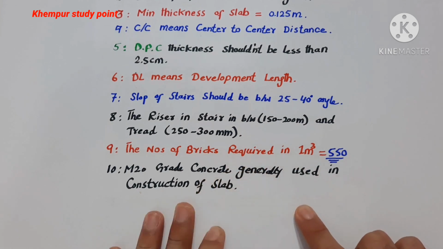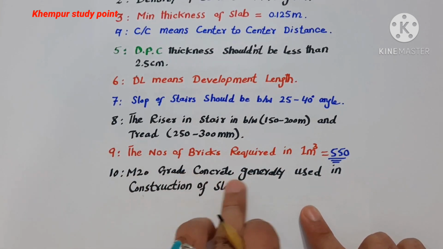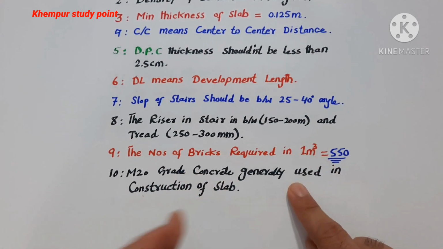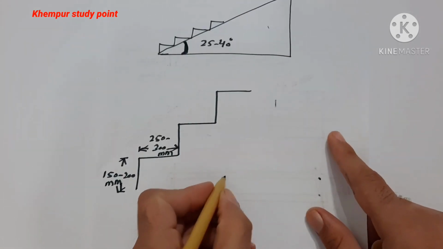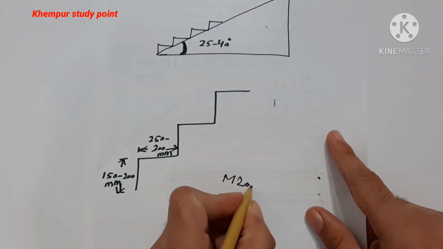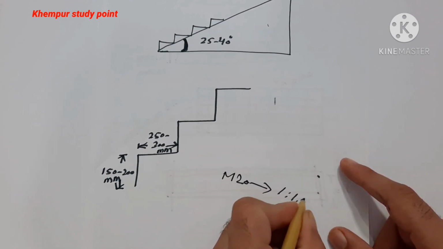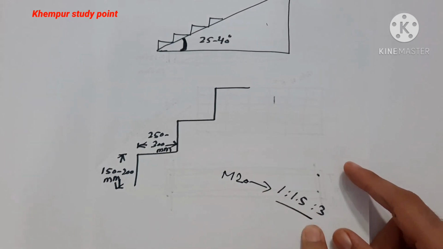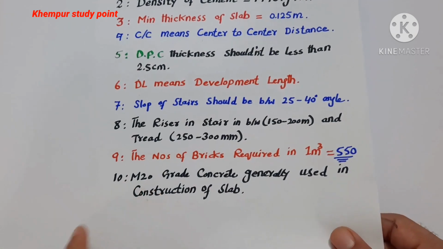Okay, next one, guys, you can see M20 grade concrete is generally used in construction of slab. So what is M20 grade concrete? M20 ratio is 1:1.5:3. This is the ratio of concrete for M20. So it's generally used for the construction of slab.